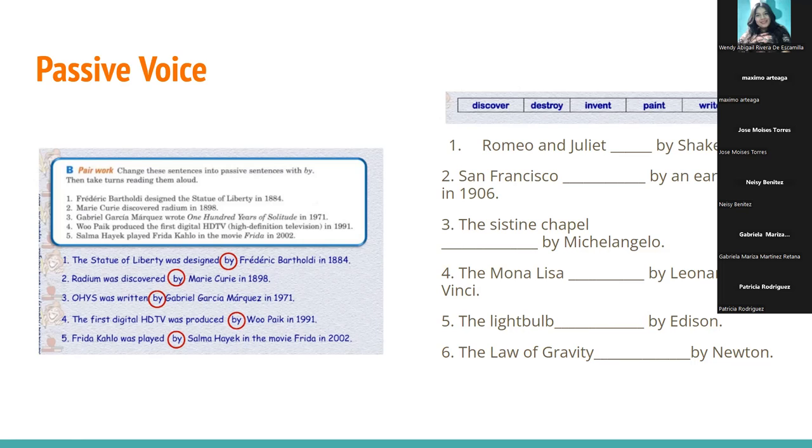The light bulb was invented by Edison. Very good. The light bulb was invented by Edison. What is the light bulb? Foco. Foco, exactly. Very good. Perfect. And the last, Daniela. One. Let's see.